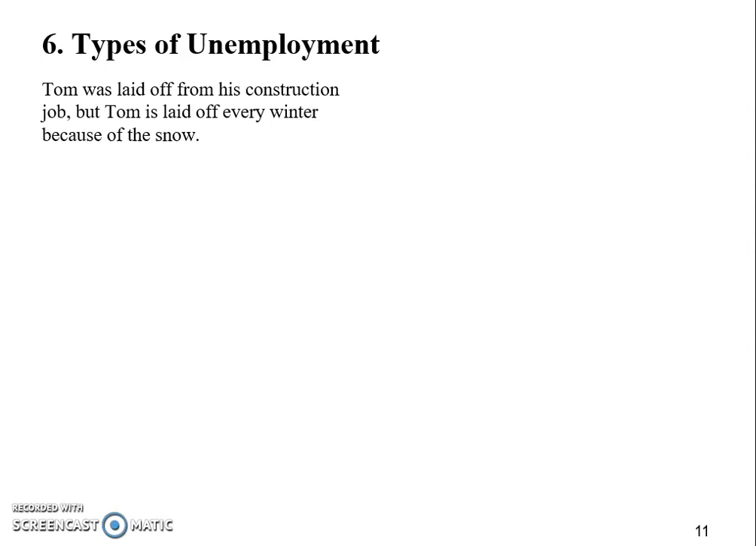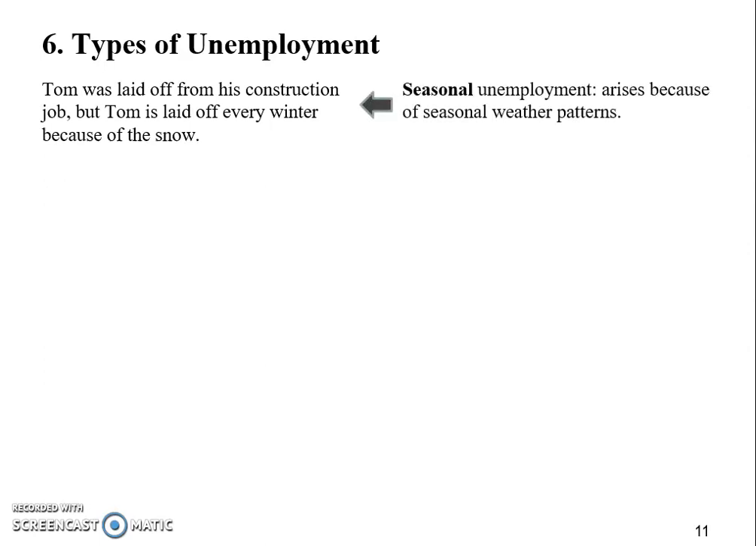Tom was laid off from his construction job, but Tom is laid off every winter because of the snow. So for this type of unemployment, it's so-called seasonal. Seasonal unemployment is caused by seasonal weather patterns. For example, when we go to the beach in Florida, especially during the winter times, you would find that some restaurants are completely shut down simply because there are not enough tourists on the beach. So this could be another example of seasonal unemployment.